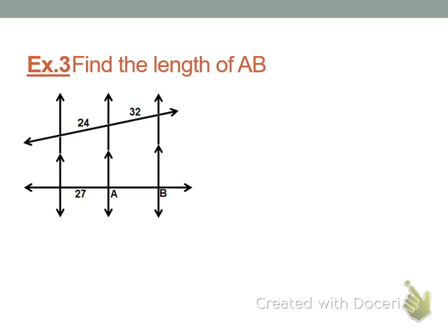Okay. On example 3, we're asked to find the length of AB. Again, if we don't know something, we generally label it with a variable. If you want to keep using X, that's fine. If you want to use a different variable, that's fine. Who would like to raise their hand and tell me the proportion that they set up? Batea? 24 over 37.